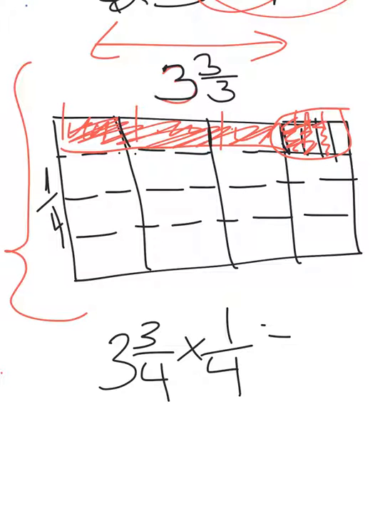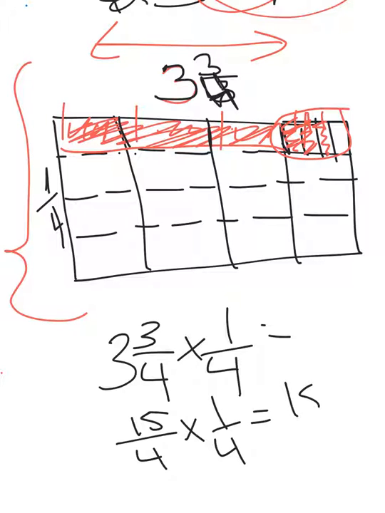Once again, you have to make your improper fraction, and then that would be 4 times 3, which is 12, plus 3, which is 15. Your improper fraction is 15/4 times 1/4. You would get 15/16. And there's your area.